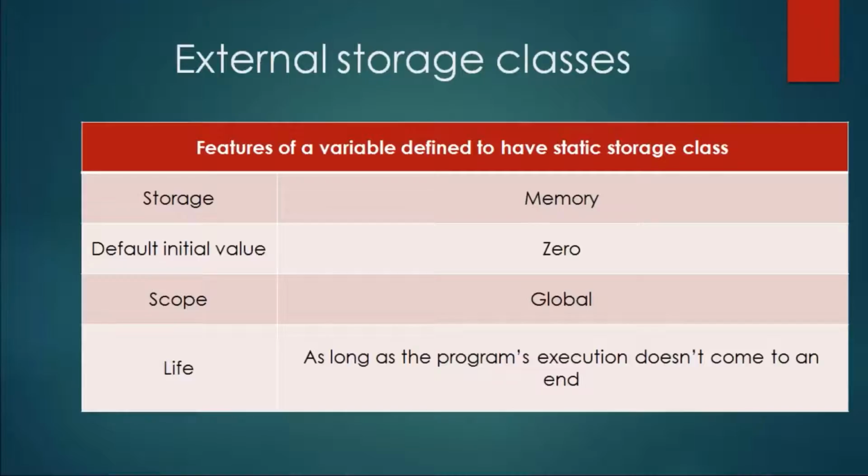Then we have external storage class. In external storage class, the variable is created in memory. Its initial value is 0. Scope is global, meaning it's accessible everywhere. Life is as long as the program's execution does not come to an end. Like this, we have four storage classes.